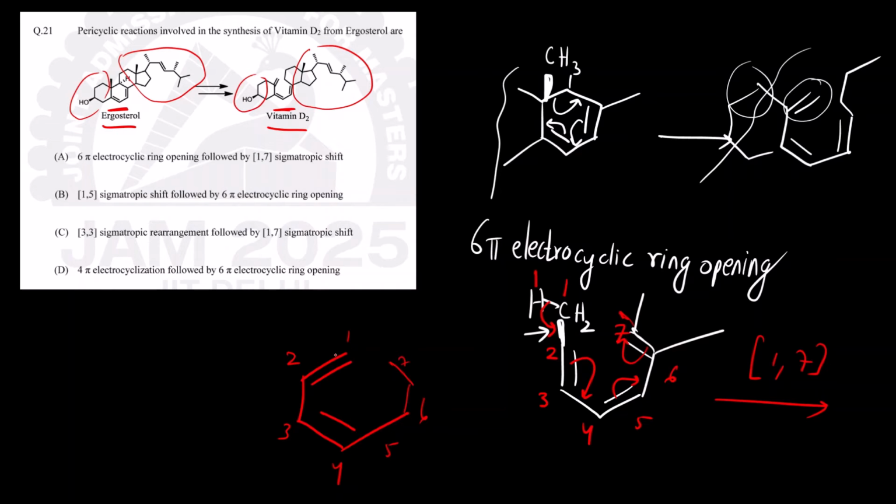Okay, so 1 and 2 became a double bond, 2 and 3 became a single bond, 3 and 4 was single, it became double, and 5 and 6 will also become a double bond. So you can see now we got this desired structure. So the correct answer will be option A, 6 pi electrocyclic ring opening followed by 1,7 sigmatropic shift. Correct answer will be what? Option A.